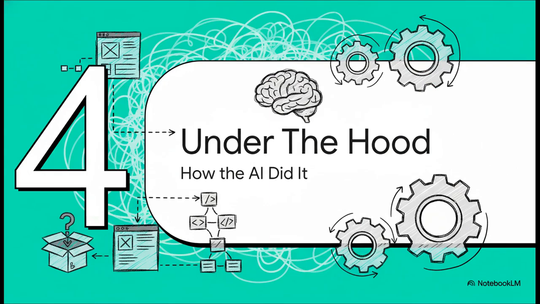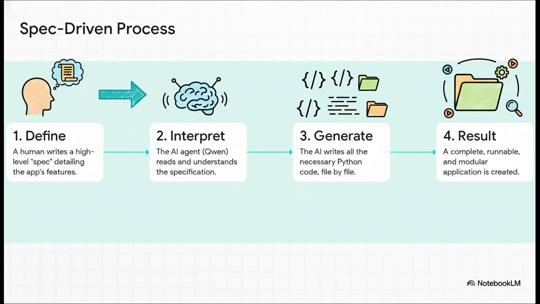So seeing this result is pretty amazing. But it obviously brings up the biggest question of all. How? How on earth does an AI go from a simple request to a fully structured working application like this? Well, the process is actually pretty straightforward. It's all driven by that specification file, or spec. First, a human developer defines the vision, what the app should do, what features it needs, in that high-level spec. Then the AI agent reads it, interprets it, and gets to work, generating all the Python code file by file. And the result? A complete, runnable application.